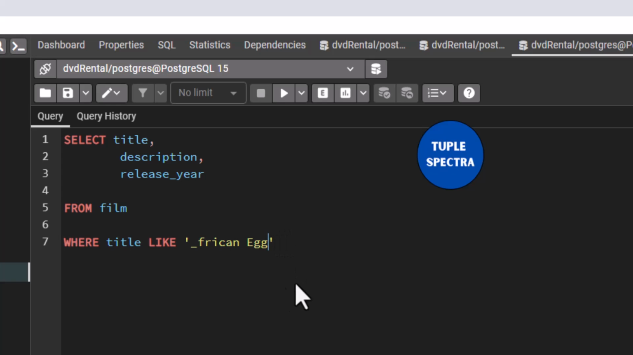Let's take this out. Okay, so we are looking for a pattern like this that says African egg. But in this case, we said that there should be one character before this African egg. And if you can imagine it very well, there should be an A, African egg, right? So basically, we want to return a row that matches this pattern, that there should be one character before this string. Okay, now let us execute this, guys.